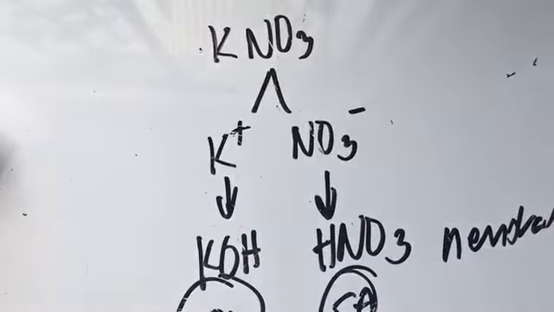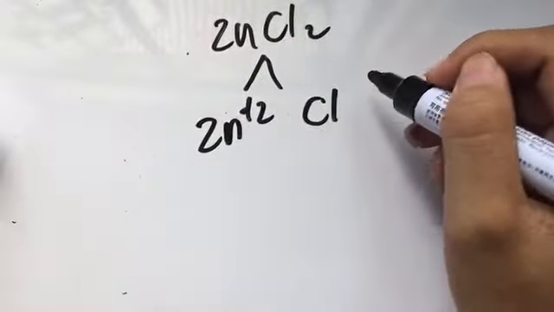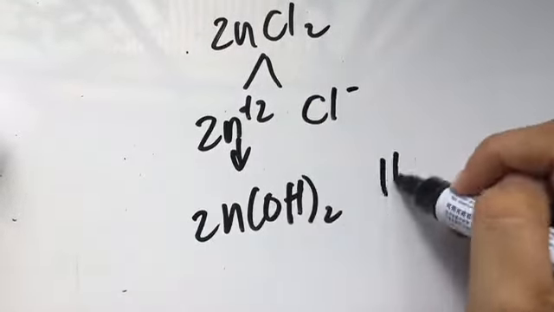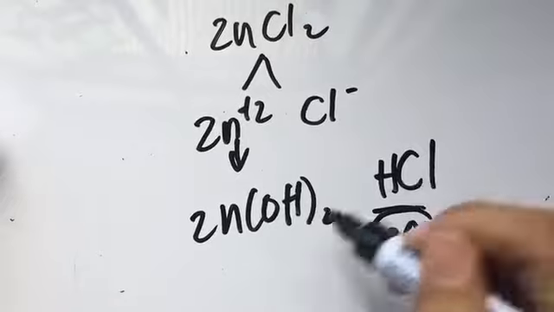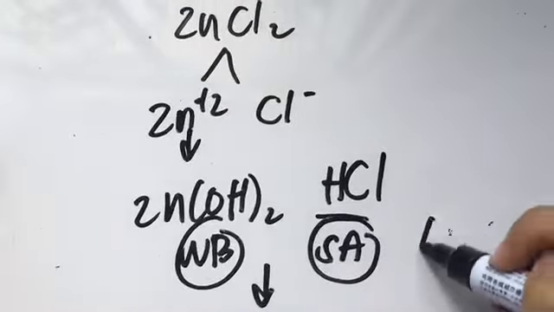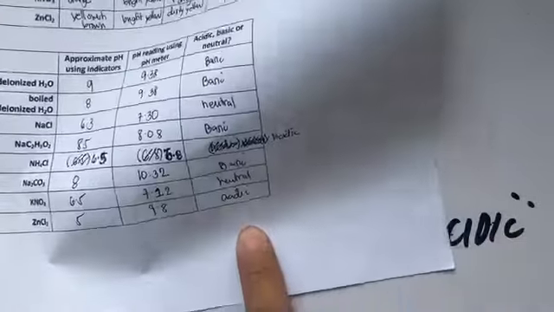And then the last salt that we are going to discuss is this. So we have here zinc chloride. So it can dissociate into zinc ion and chloride. Okay? This zinc came from zinc hydroxide, and this came from HCl. So HCl is a strong acid. Zinc hydroxide will be a weak base. So ibig sabihin, ang solution natin will be acidic. And it coincided with our shown data here.